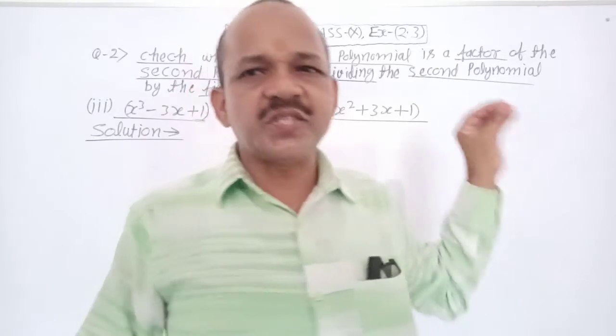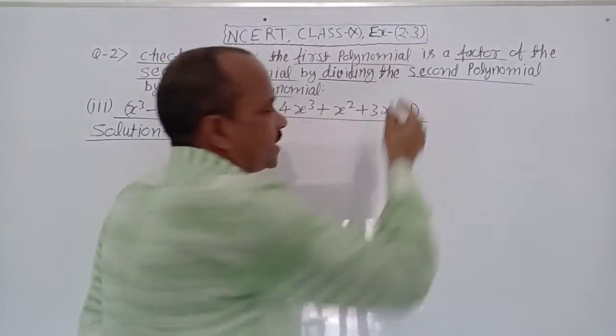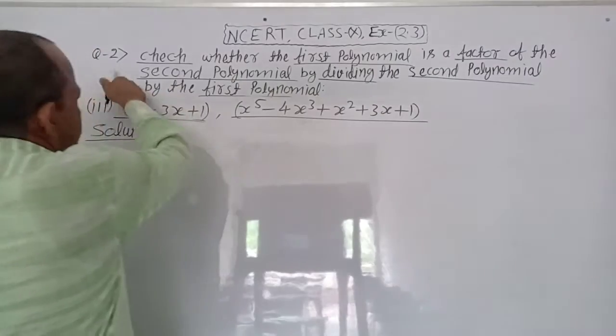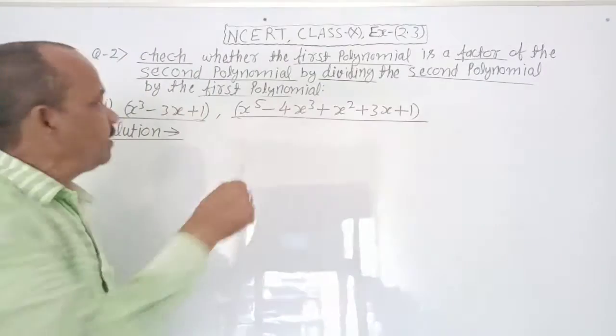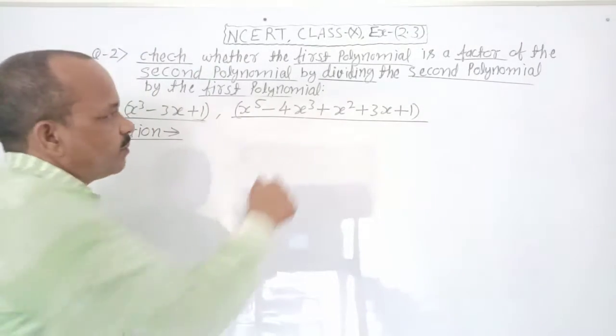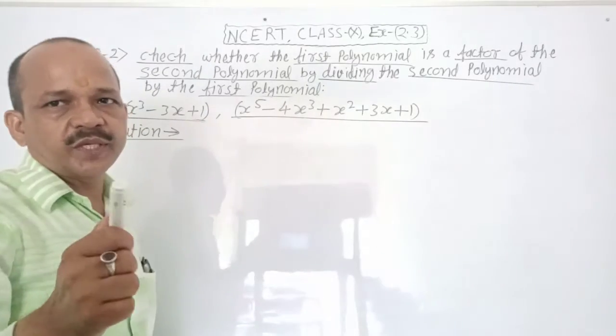See the NCERT class 10 exercise 2.3 question 2. Check whether the first polynomial is a factor of the second polynomial by dividing the second polynomial by the first polynomial.